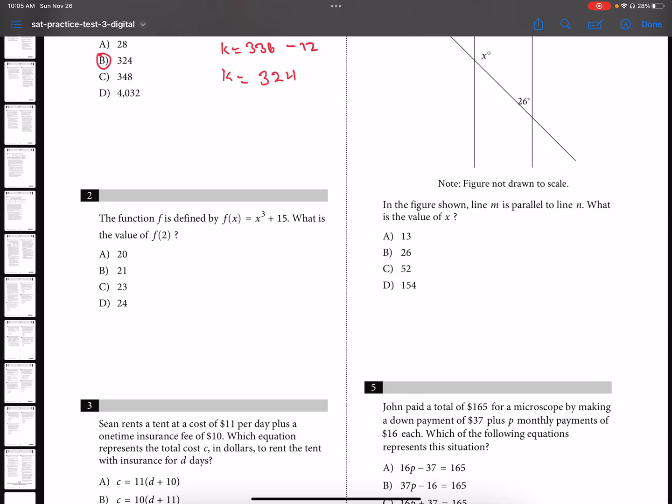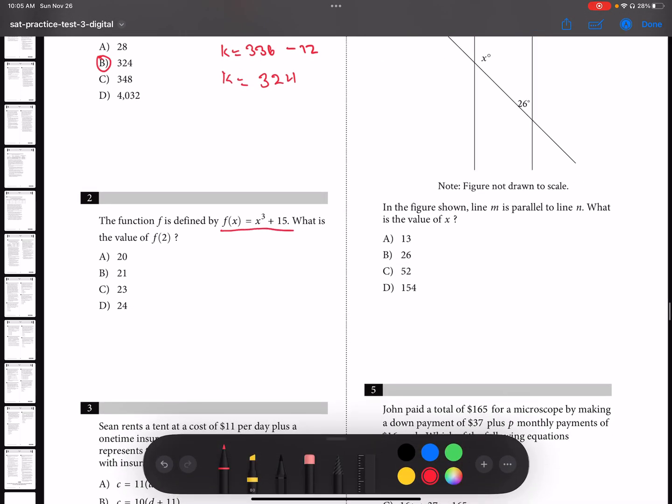Function f is defined as f of x is equal to x cubed plus 15. What is the value of f of 2? So f of 2 is equal to 2 cubed plus 15. So that's equal to 9, no, not 9, sorry, 8 plus 15, and that's equal to 23.